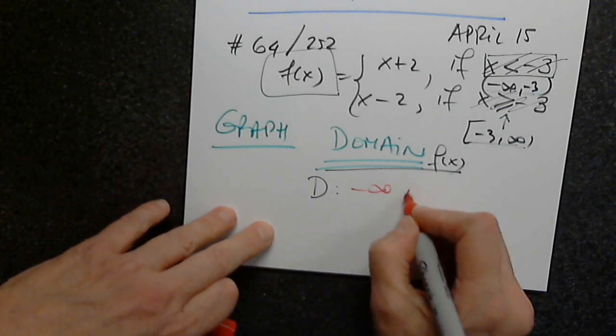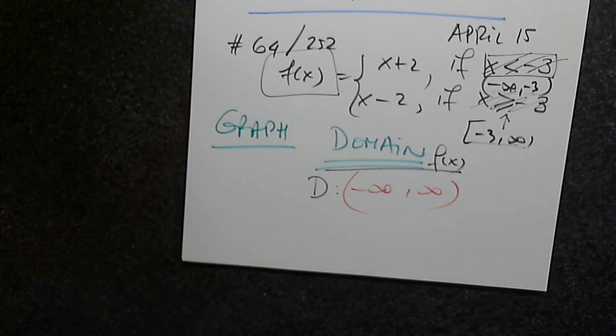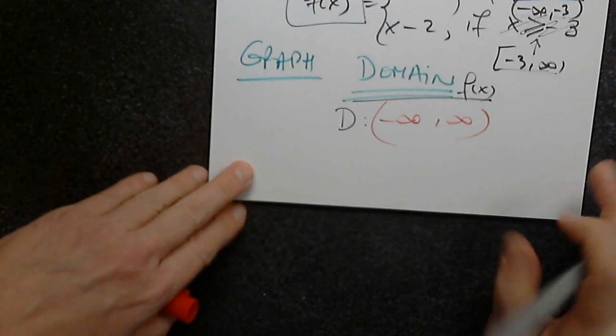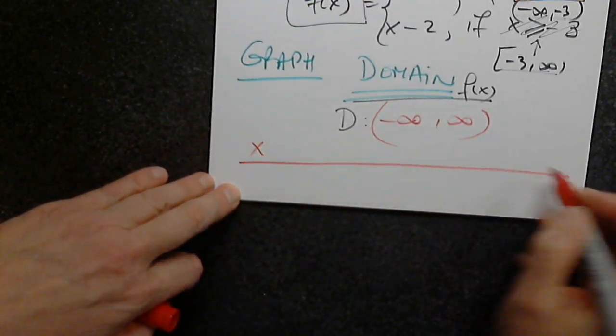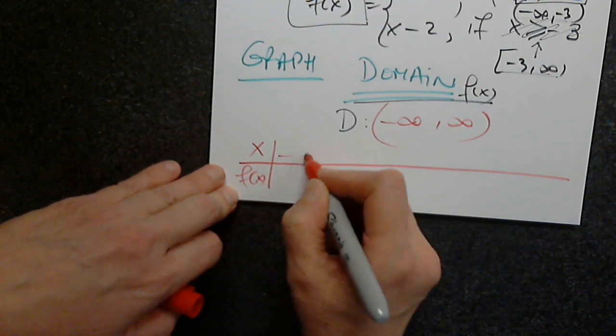Do you all agree that this function has no gaps? We have everything to the left-hand side of negative 3. We also have negative 3. And we have everything to the right-hand side of negative 3. Do we see that? Is the function defined on all real numbers? Yes? Perfect. So now I will start a table where I put the domain.